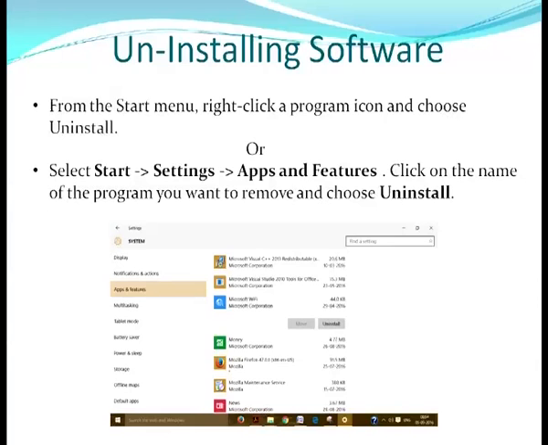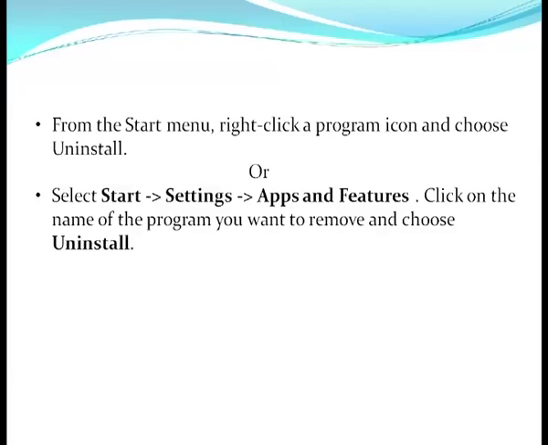We should know how to uninstall a particular software also. You have to go to the settings screen. Choose apps and features option and click uninstall. But the simpler method is right click and choose uninstall. It will ask you for a confirmation whether you want to really uninstall. Say okay and the uninstallation process will be complete.